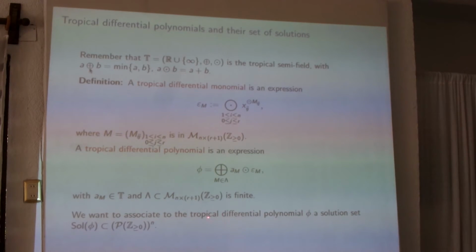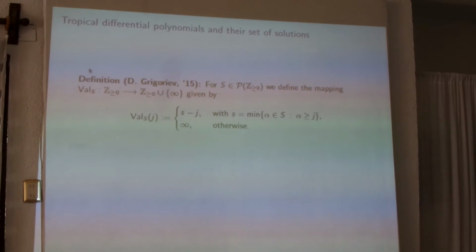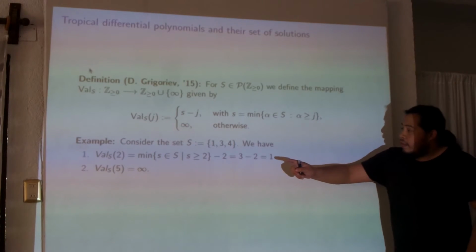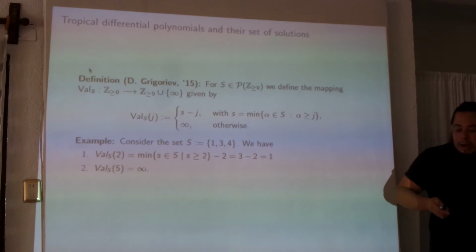And I want to associate to any tropical differential polynomial a solution set, which is going to be a subset of the power set of the non-negative integers to the n. So let's see this definition given by Grigoriev this year. I take a subset of non-negative integers, and I can define this mapping that may seem kind of difficult. For example, if I consider the subset S = {1, 2, 3, 4}, I can define val_S(2) as the minimum in the subset which is bigger or equal than 2, minus 2. So here, this number is 3 minus 2, which is 1. And if there is no such value, I define the value of the function as infinity.